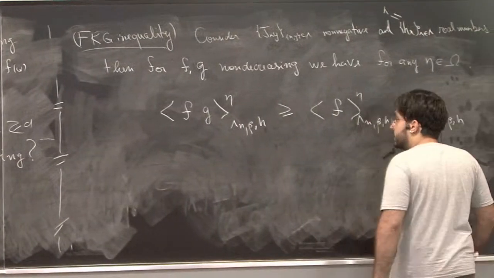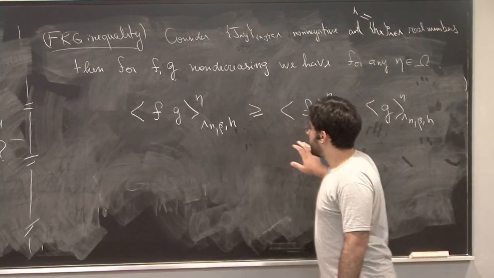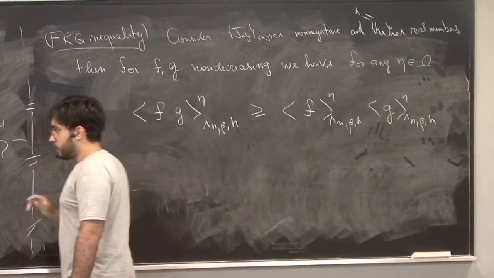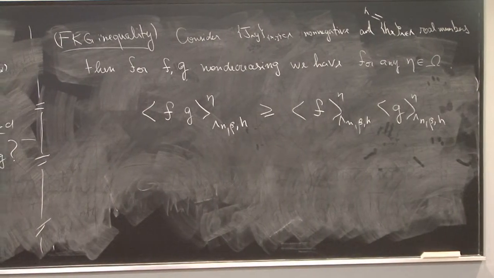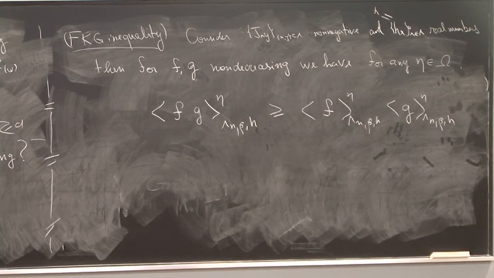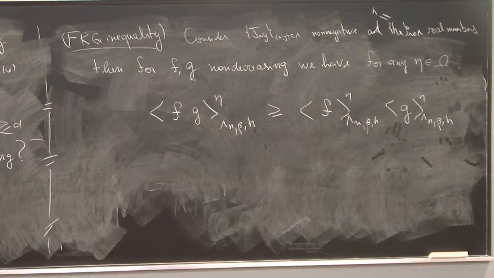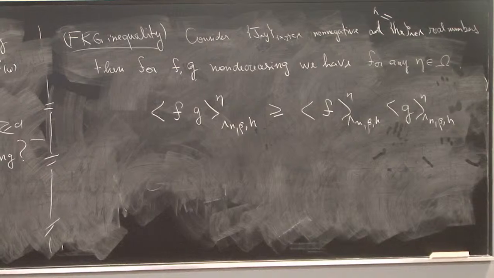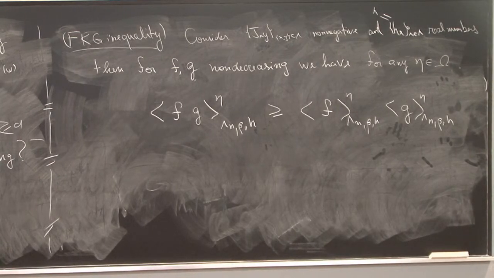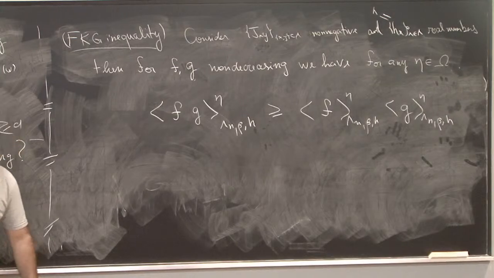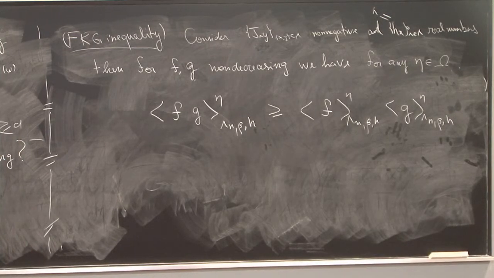Before we prove the FKG inequality, which is a very important inequality that we use everywhere, I want to go back to something that we did before and show a very important property that the local Gibbs measures satisfy.